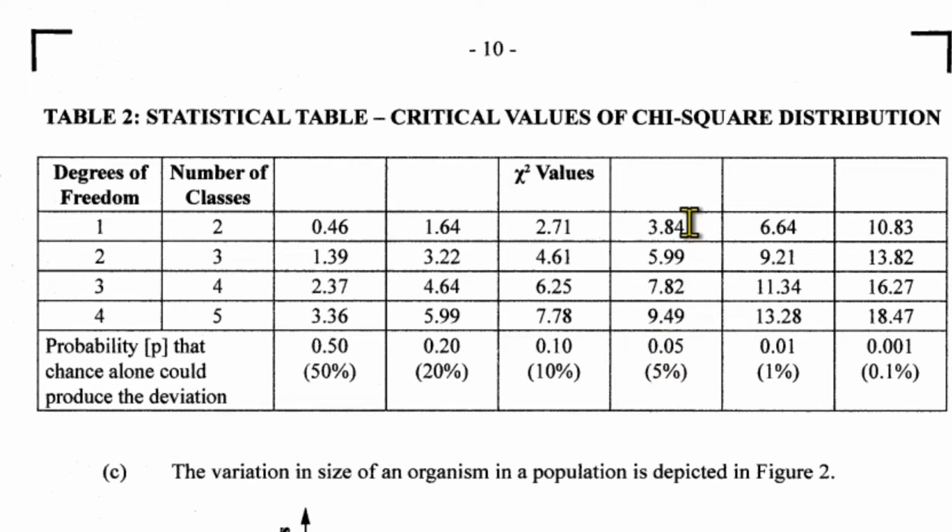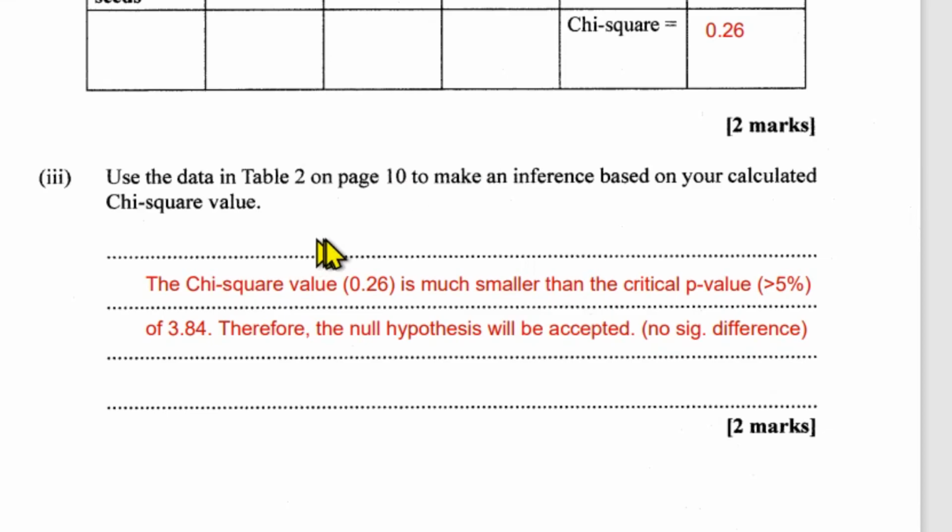And our chi-square value is much less than that. It was 0.26, so that means we're in the safe zone. All of these here are safe, and anything here is unsafe. Our chi-square value of 0.26 is much smaller than the critical value at 5% or 0.05, which turned out to be 3.84. Therefore, we say that the null hypothesis will be accepted. That means there's no significant difference.